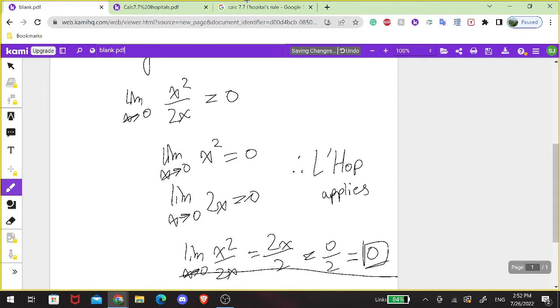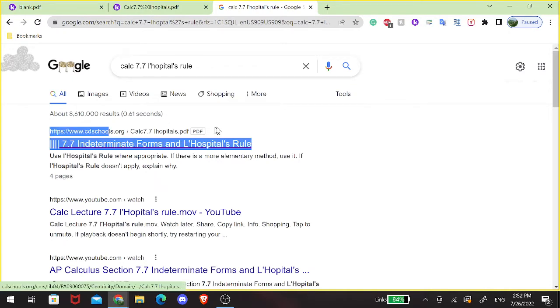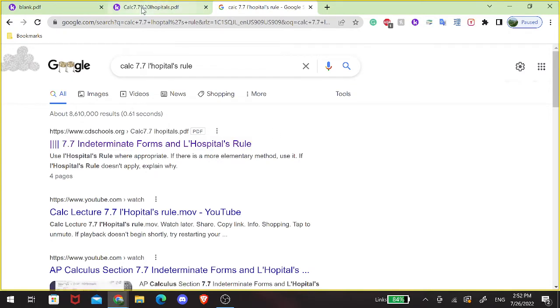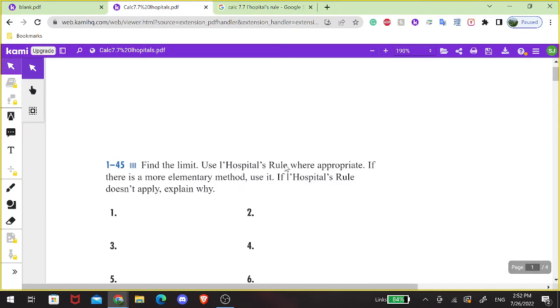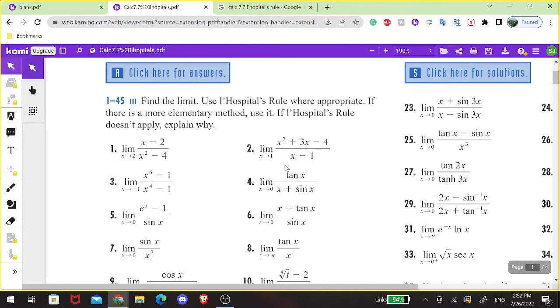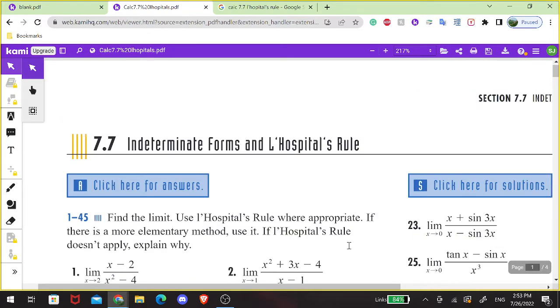Okay, now we have a worksheet, and I found it by searching this up. Should be the first link on CD Schools, and then here's the worksheet. Okay, so we'll be doing a handful. Let's only do the odd ones, alright? Actually the even ones look harder. Why are the even ones all tangent? Okay, we'll do the even ones.